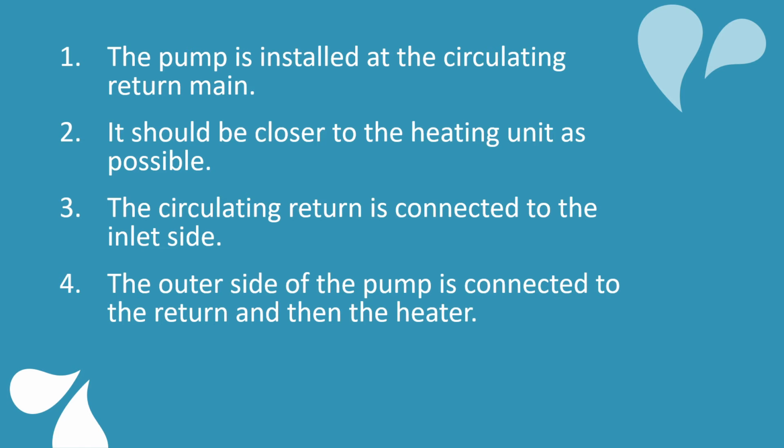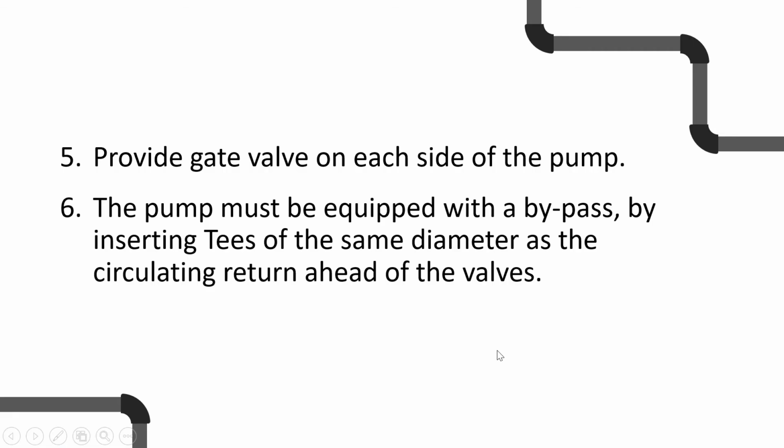First, the pump is installed at the circulating return main. Second, it should be closer to the heating unit as possible. Third, the circulating return is connected to the inlet side. Fourth, the outer side of the pump is connected to the return and then the heater. Next, provide gate valve on each side of the pump.